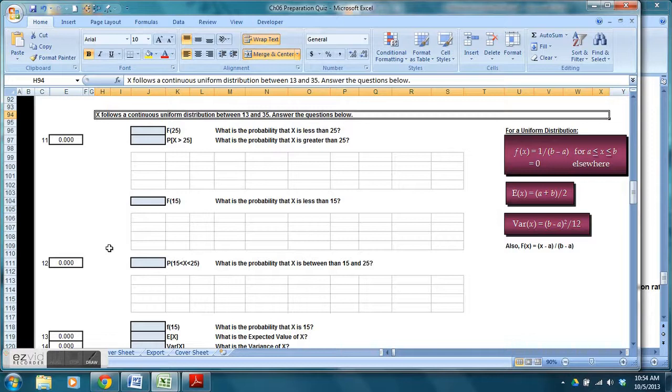Alright, so chapter 6 preparation quiz part 2, moving on to continuous distributions. Let's get started.